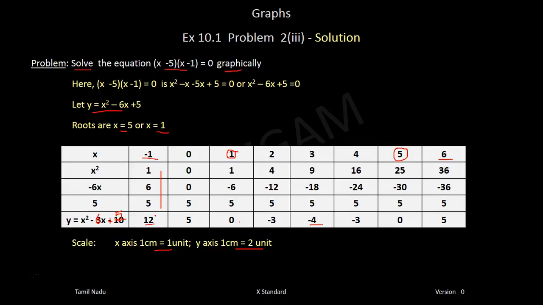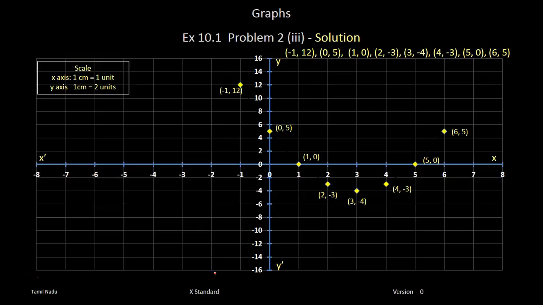Now let's put all the points together. Points are minus 1, 12; 0, 5, that is the x value and the y value, right? 1 and 0; 2 and minus 3; and so on. So we have the complete set of points. So what's the next step? We'll have to draw our x-axis and y-axis and number them.